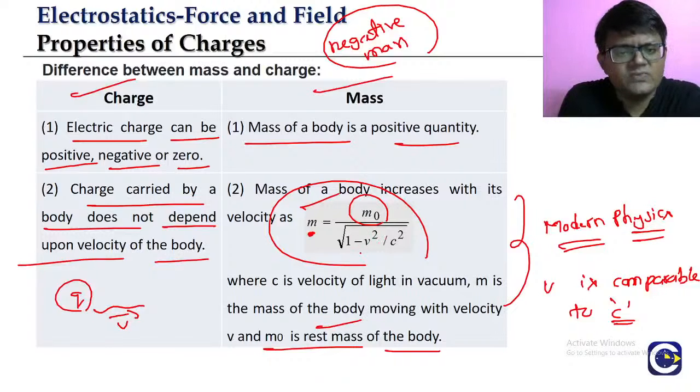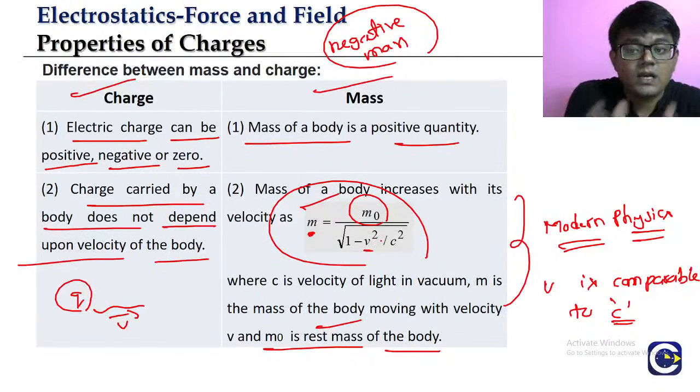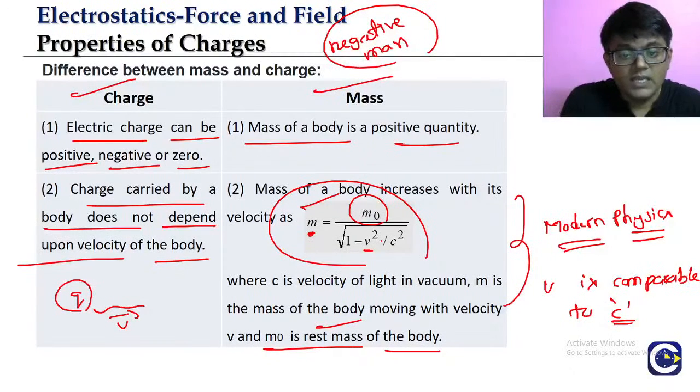In the formula, if v is very small, c value is 3 × 10⁸ meter per second. On top of it we are having c square, which means it will be 9 × 10¹⁶. So the v value should be comparable to c. Otherwise, what are we going to observe? We are not going to observe much difference.